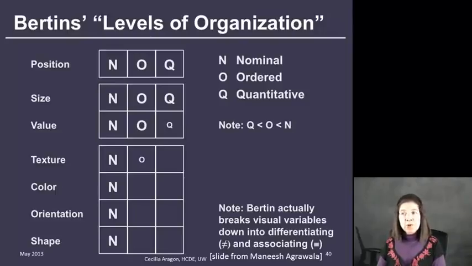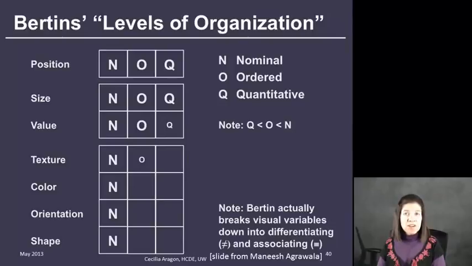So Bertin offered the following suggestions. He said there were levels of organization that you could consider. Position can be used for nominal, ordinal, or quantitative data, as can size. Now, value, or lightness, can be used for nominal or ordinal data, and perhaps for quantitative data, although it's not quite as clear. And texture can be used for nominal data, maybe for ordinal data. You could imagine a denser texture might be seen as having some order over a less dense texture. And then finally, color, orientation, and shape can really only be used for nominal data.